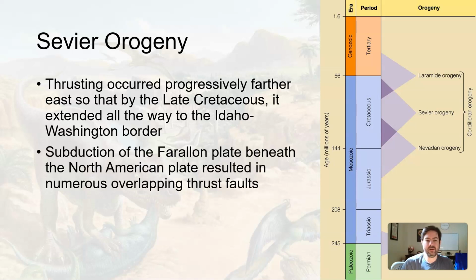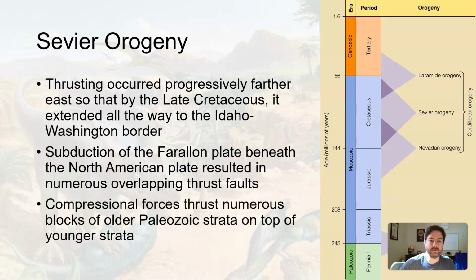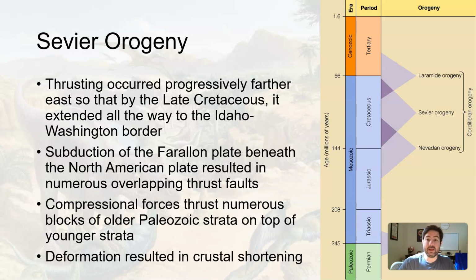Again, the further subduction of the Farallon plate resulted in numerous overlapping thrust faults, where parts of the crust were kind of breaking and getting thrust up over one another. Older rocks were being thrust up when this kind of stuff occurred. And all this deformation resulted in crustal shortening. So by all of this pressure, all of these things kind of hitting the side of North America, it actually resulted in crustal shortening, meaning things got crumpled up a little bit. So this area went from this to like this, because everything just kept pushing in on it.